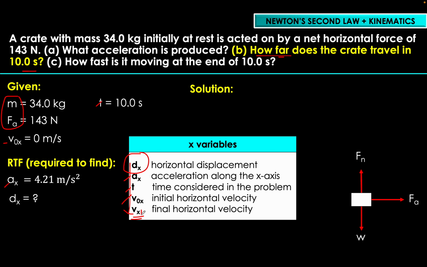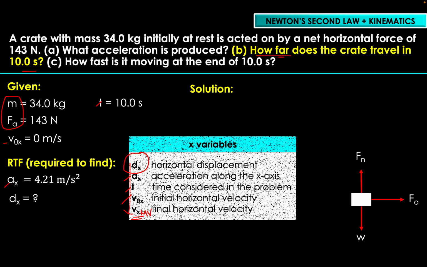Therefore, we call the final horizontal velocity the missing variable. Again, when you say missing variable, it is the variable that you don't know the value of in the problem, but it's also not the one that you are looking for at that particular time. And the reason why you need to be aware of the missing variable is because you have to pick an equation which does not contain that missing variable.